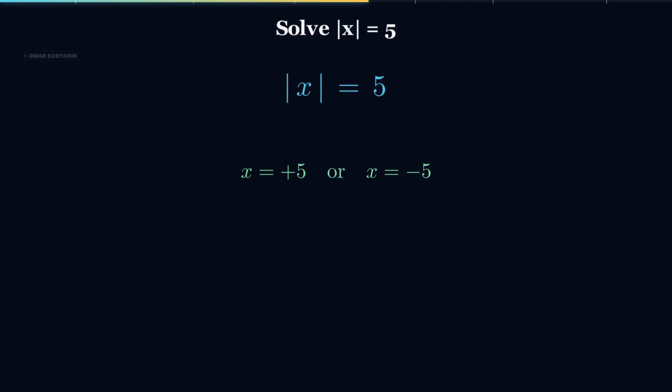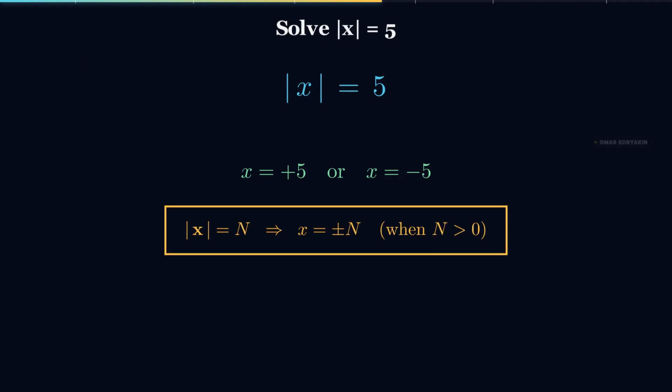The green line in the center collects both solutions into a single statement using the word or because either value satisfies the equation. This two-solution pattern is unique to absolute value equations and is the key thing that makes them different from regular linear equations.